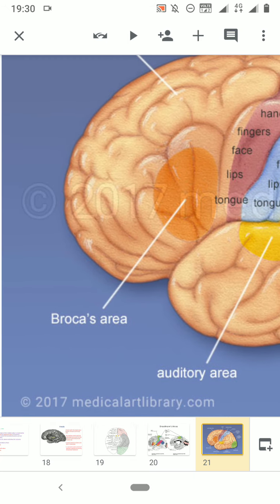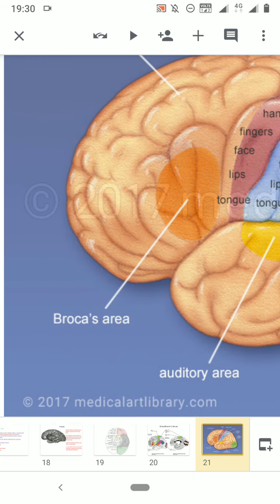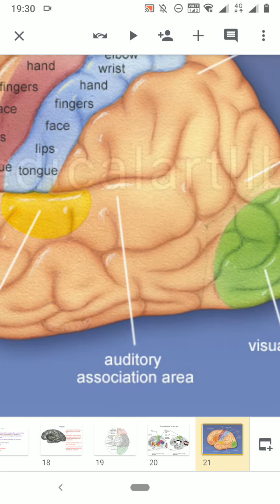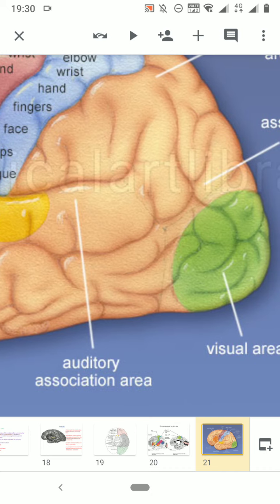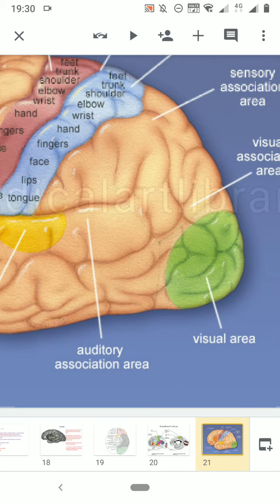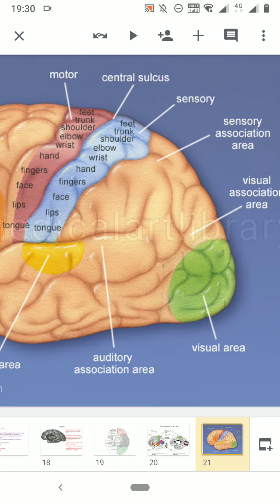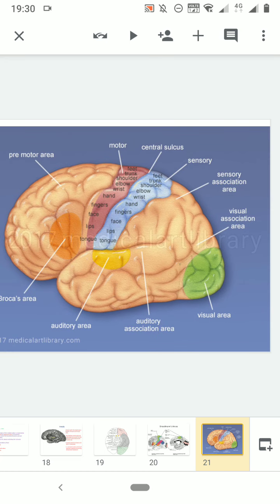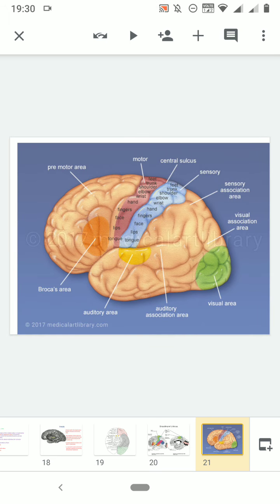Here again in orange you can see the Broca's area, which is the motor speech area. Auditory area is in the temporal lobe. It is more or less associated with hearing, and it is the yellow colored area. And then you can see over here the green colored visual cortex, which is very important, in your occipital lobe. So the occipital lobe is more or less dedicated to visual sensations, so the visual cortex is very important.